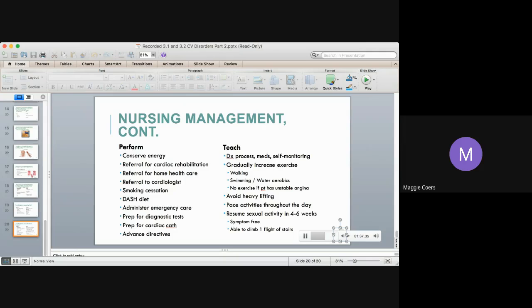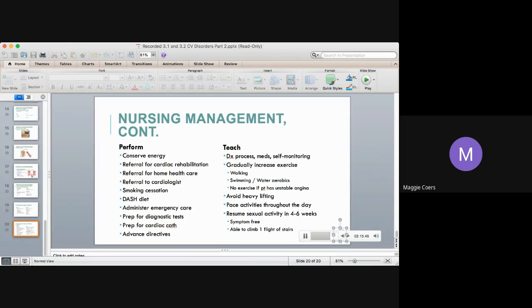And then teaching. We want to make sure the patient understands that even if they have no symptoms of coronary artery disease, they can't do whatever they want. They need to do everything that we teach them to do, because their risk of having another acute MI is very high if they don't follow the treatment plan. We can lower the risk of another acute MI if they know about the disease process, take their medications, and do their monitoring and exercises.